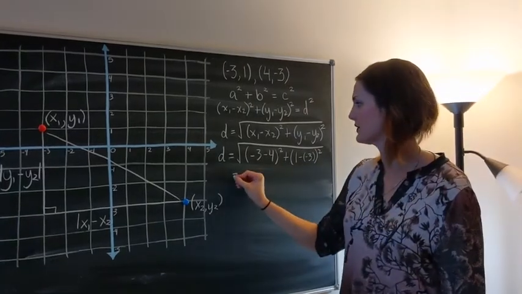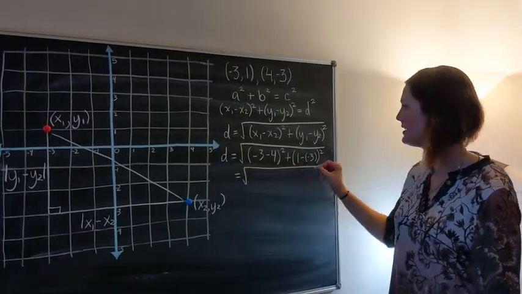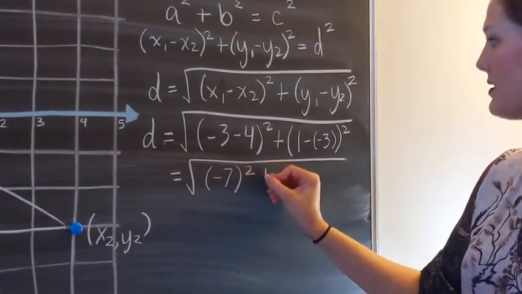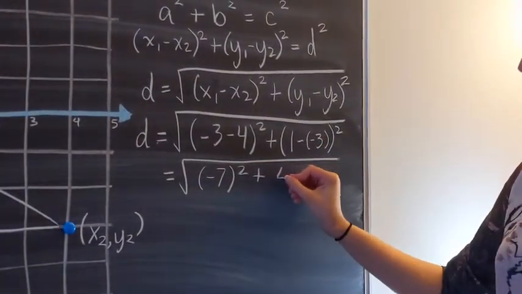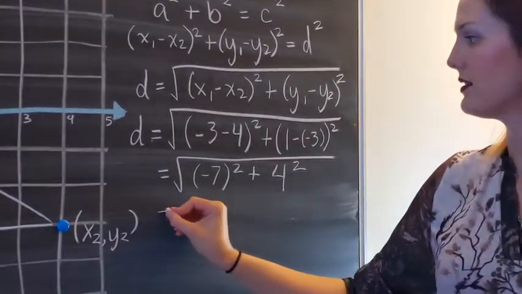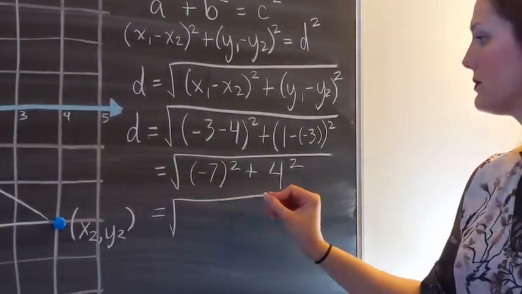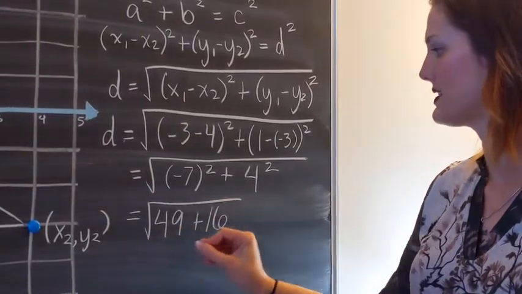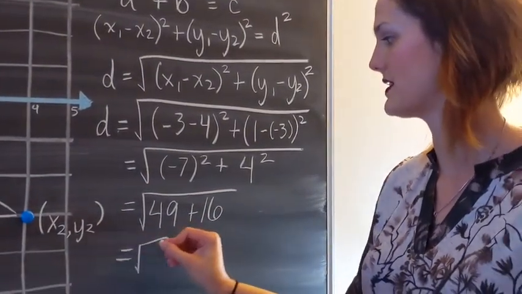And now I just want to slowly simplify this. -3 minus 4 is -7, so this is -7 squared. 1 minus -3 is 4, so this is 4 squared, which gives me the square root of 49 plus 16, or the square root of 65.